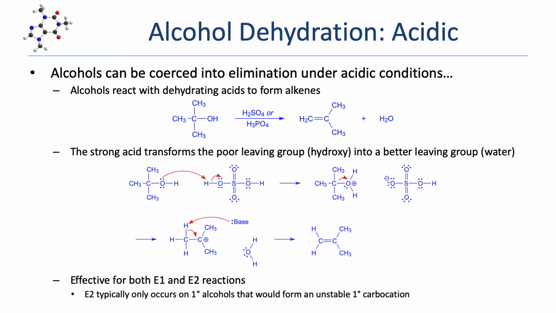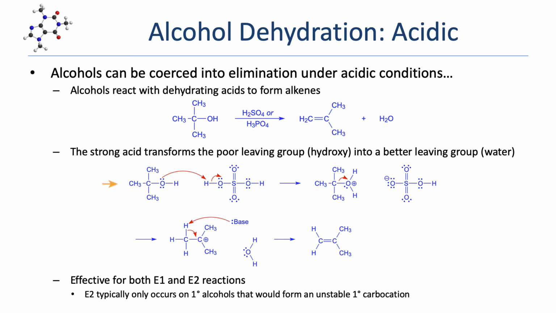Dehydrating acids like sulfuric acid and phosphoric acid contain little to no water. These acids can pull water out of an alcohol, and in the process dilute themselves. And you might remember from general chemistry that dilution of a strong acid is exothermic, and the release of that heat energy helps to drive the elimination forward. So in this example, you can see we have a tertiary alcohol reacting with sulfuric or phosphoric acid to form an alkene via the expulsion of water.